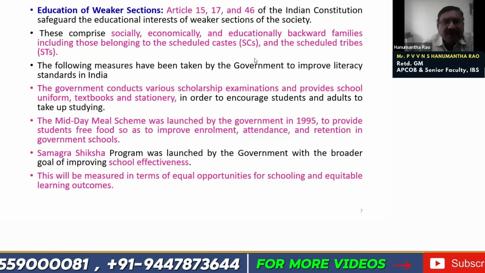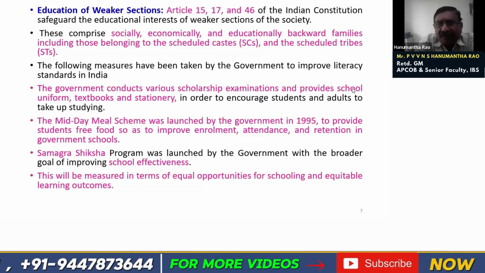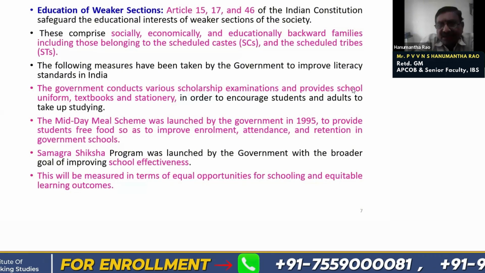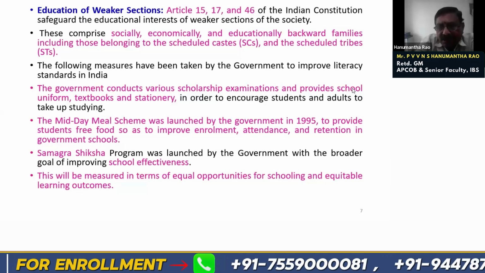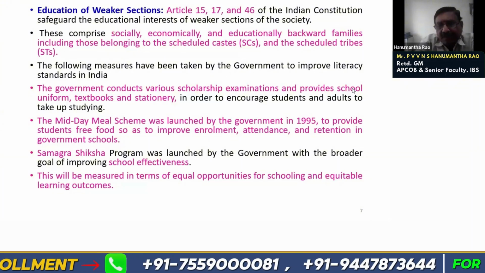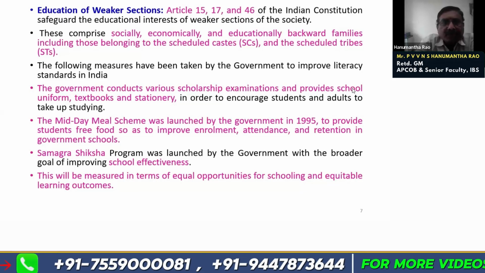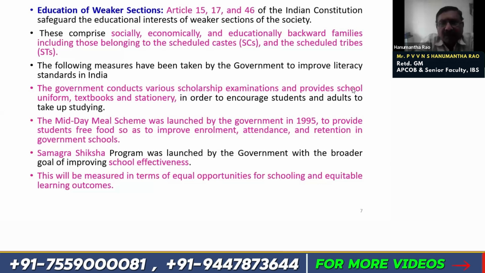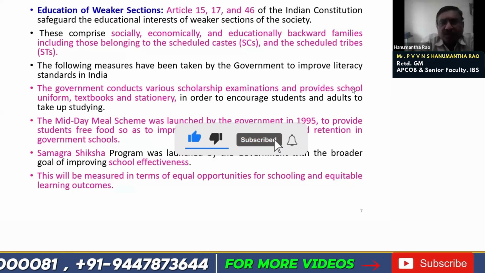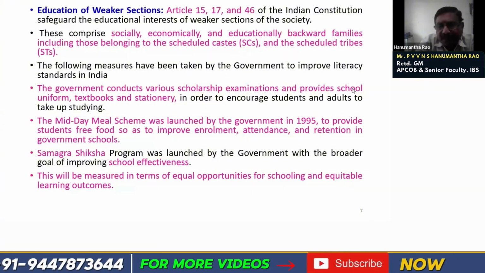So first one is education for weaker sections. Articles 15, 17 and 46 of the Indian Constitution safeguard the educational interests of the weaker sections of society. The Constitution itself is safeguarding the education of weaker sections. Further, socially, economically and educationally backward families, including those belonging to scheduled castes and scheduled tribes, are also taken care of by the Constitution.